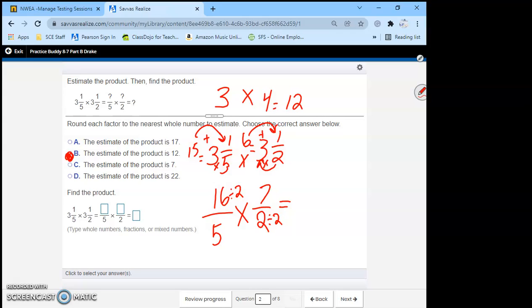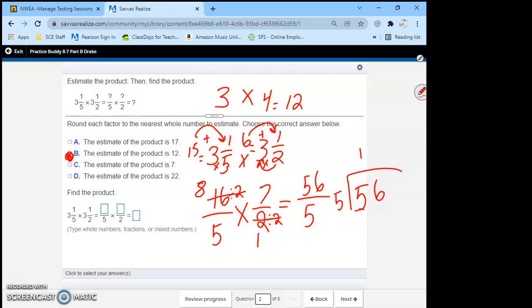16 divided by 2 is 8. 2 divided by 2 is 1. So now we're going to do the top times the top, bottom times the bottom. 8 times 7 is 56. The bottom, 5 times 1 is 5. We have an improper fraction. It is top heavy. So we're going to take our 56 and divide it by 5.